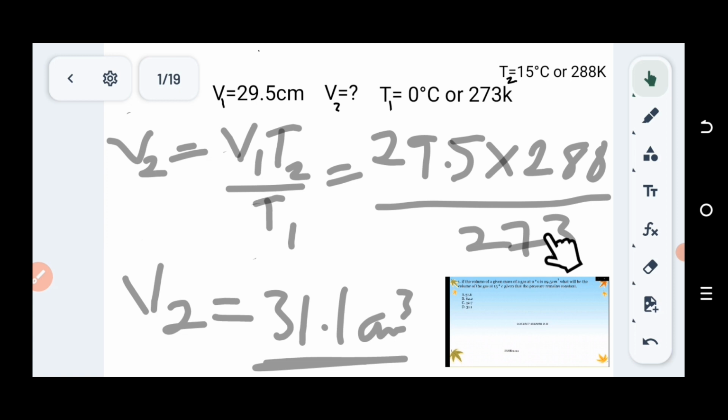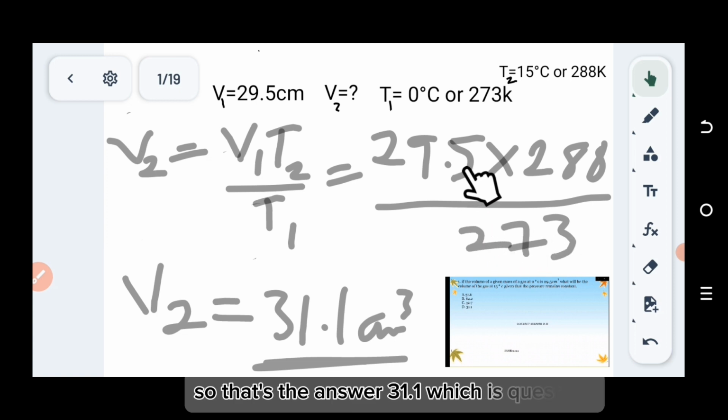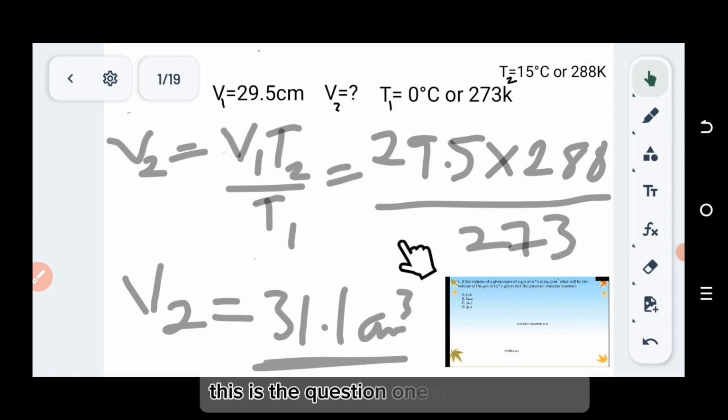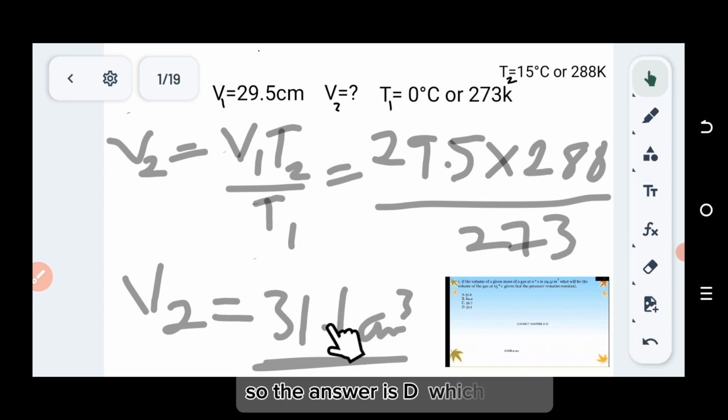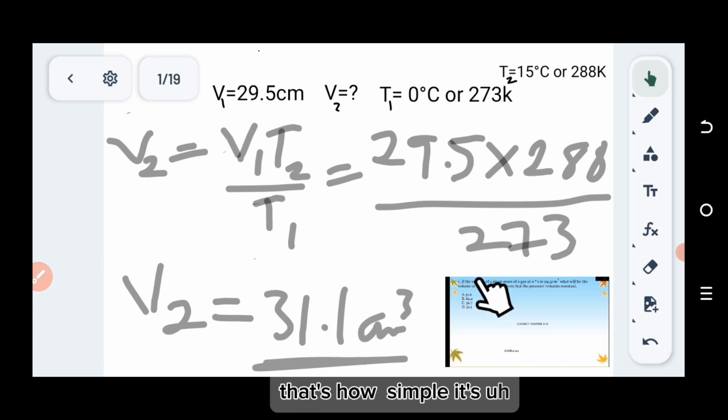That was the answer, 31.1, which is the question 1 answer in 2022. So the answer is D, which is 31.1. That's how simple it is.